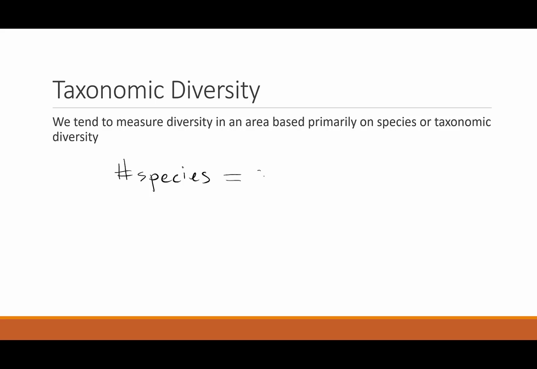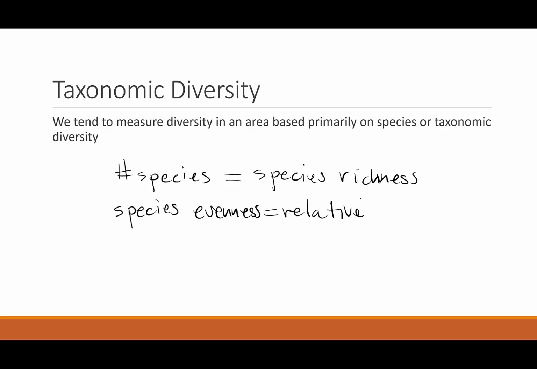The number of species is usually defined as species richness. And this goes back to a concept that you learned early in your biology career. There is also another value which we won't really revisit again, but there's also something called species evenness, which is the relative proportion of all of the species in an area.